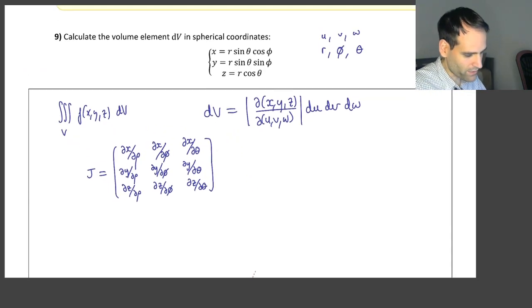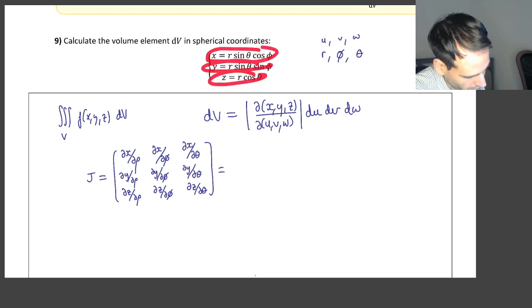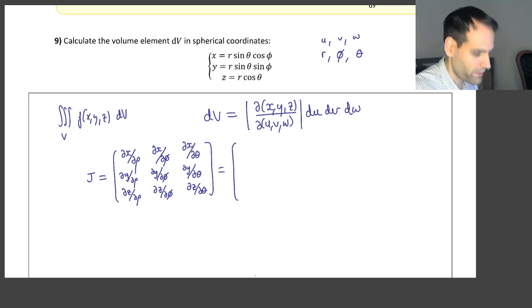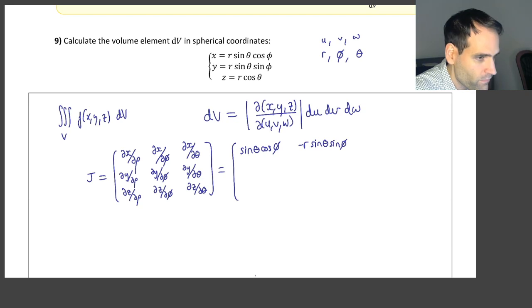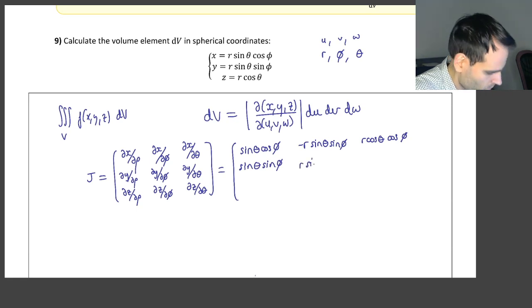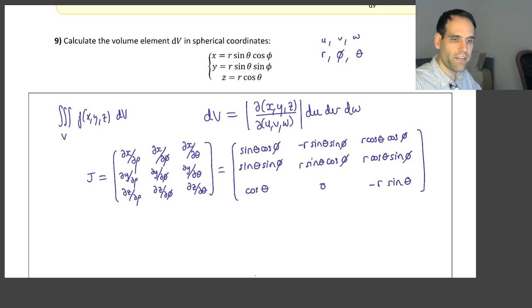Okay, so now it's time to calculate partial derivatives. If we calculate them one by one, remember you have the expressions for x, y, and z here. So the result is as follows. Let me write it quickly. Okay, these are the nine partial derivatives.